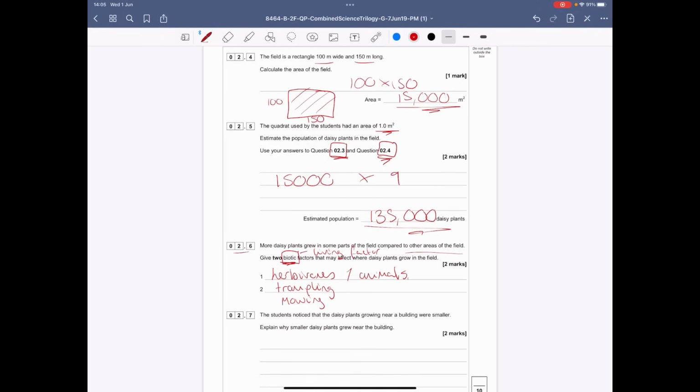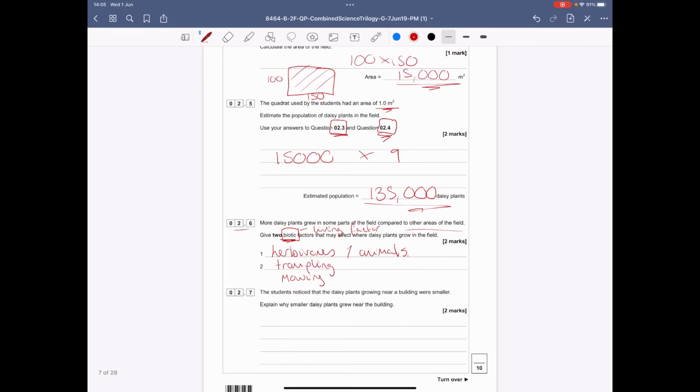Question 2.7. The students noticed that the daisy plants growing near the building were smaller. Explain why smaller daisy plants grew near the building. So we've got to think, what is the building preventing the daisy plants from doing? What is the building doing? Well, think about what plants want. Plants want light. If they're smaller, it means they're not getting as much light because they're doing less photosynthesis. So you could say the building gives less light or blocks out light.